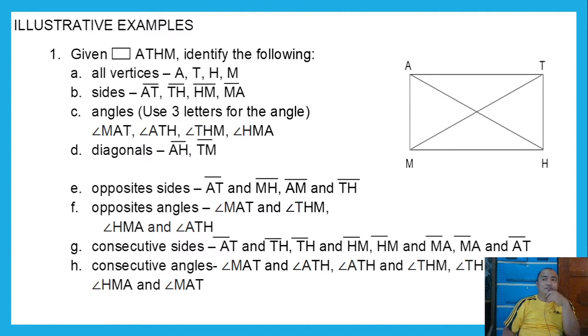So these are the different parts of a quadrilateral: vertices, sides, angles, and diagonals.